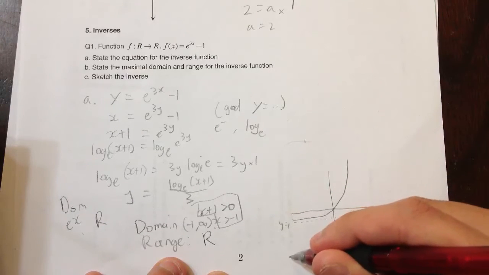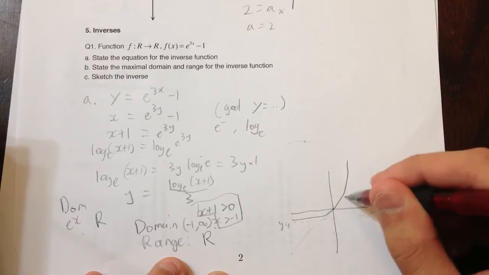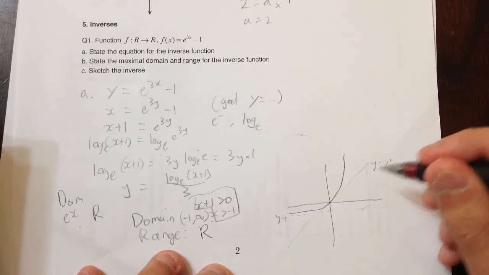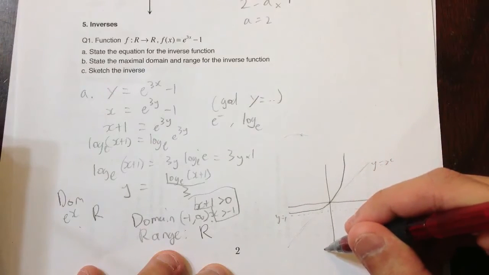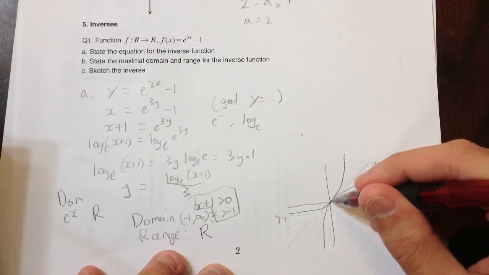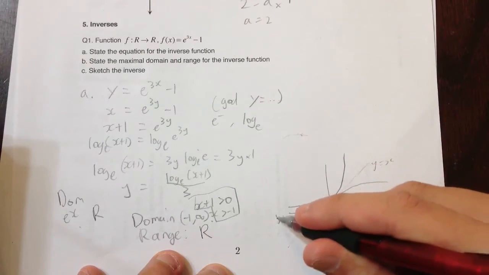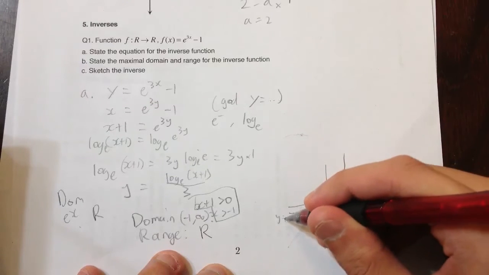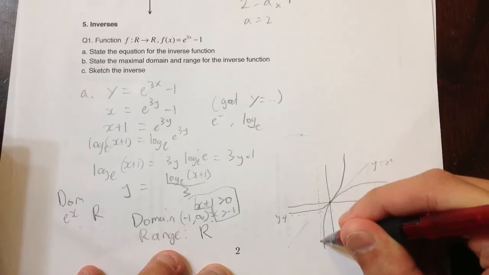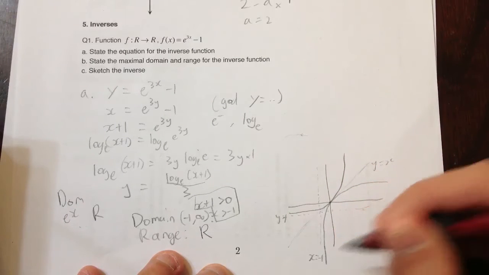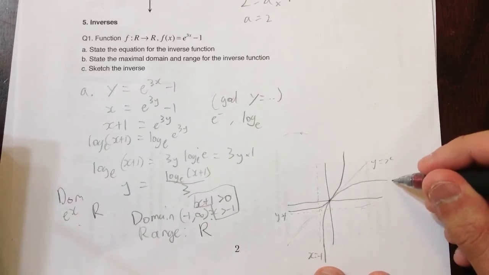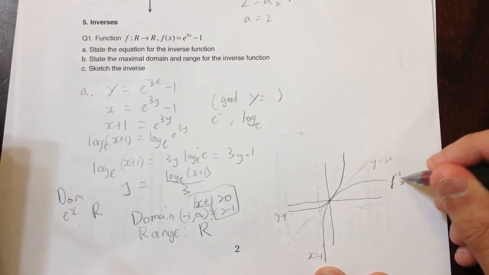So remember, to draw inverses, all we need to do is reflect it in the line y equals x. That's how you draw inverses. And let's do that now. So above goes through 0. What will this line be? Remember, x becomes y. Y equals minus 1. Then this line over here is x equals minus 1. And that's our graph. f inverse of x. This is f of x.